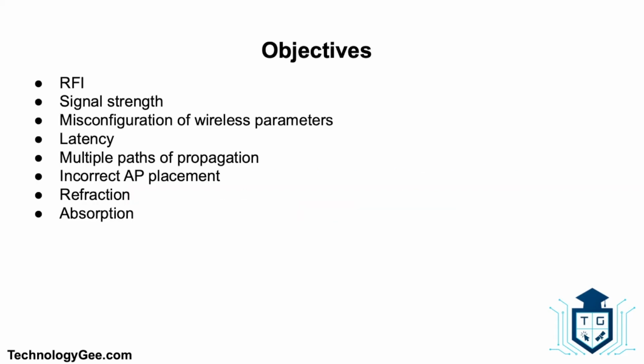In this quick little video, you're going to learn about wireless network troubleshooting as it relates to RFI, signal strength, misconfiguration of wireless parameters, latency, multiple paths of propagation, incorrect access point placement, refraction, and absorption.